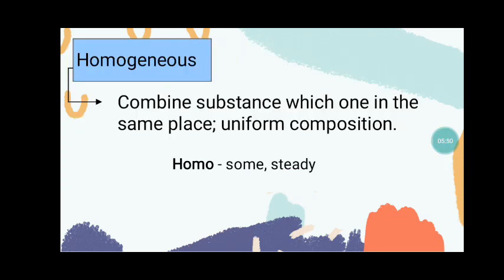So, ngayon, alamin natin ang dalawang types ng mixture, which is homogeneous mixture and heterogeneous mixture. Unahin natin ngayon ang homogeneous mixture. So, homogeneous mixture is a substance which is uniform in composition throughout. Homo means same or steady. Not some. Same yan.